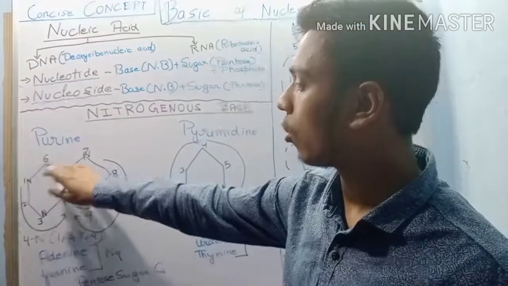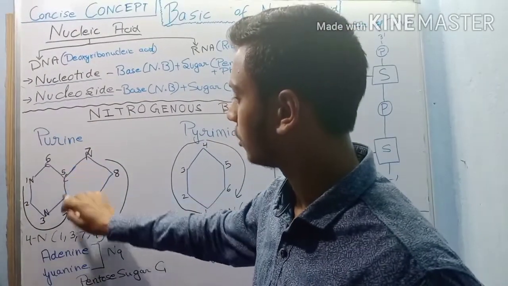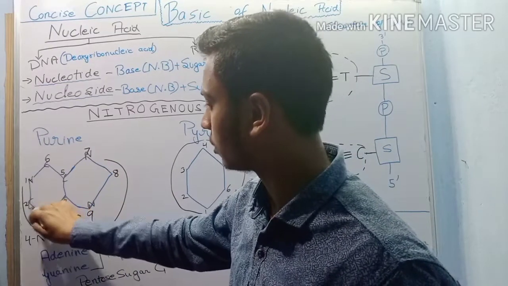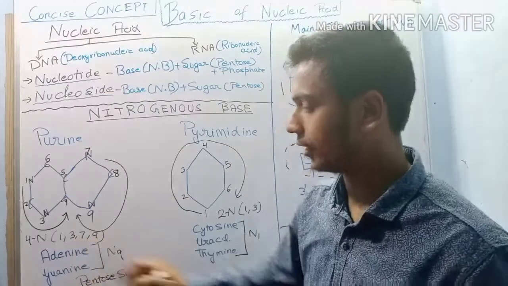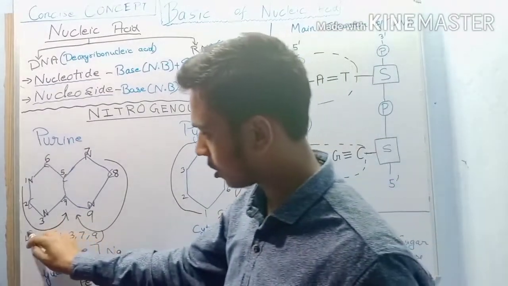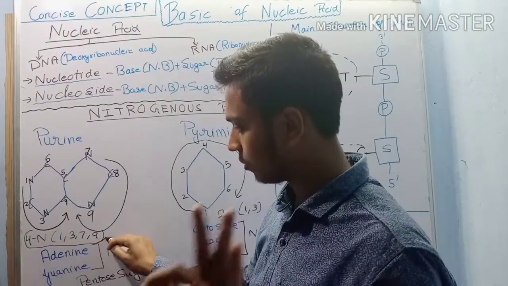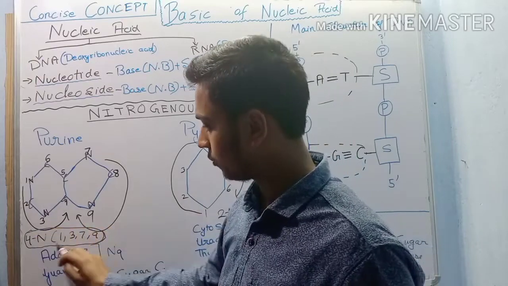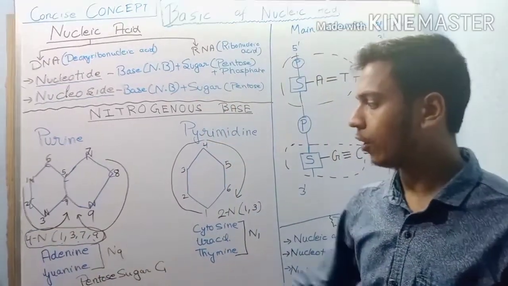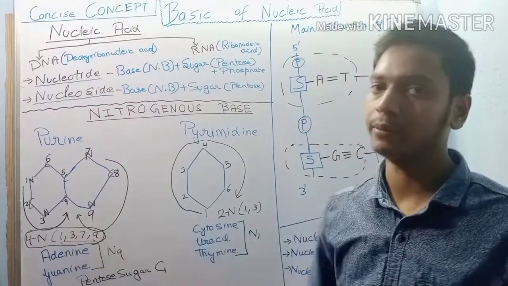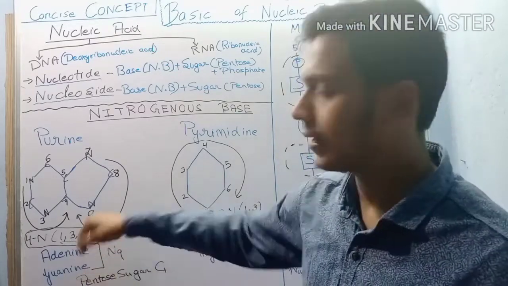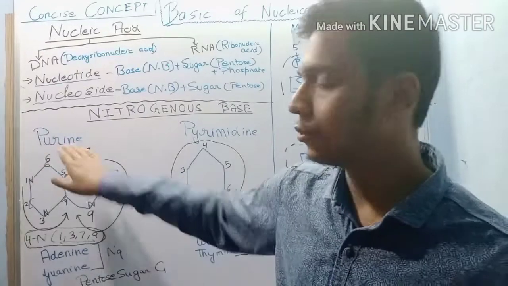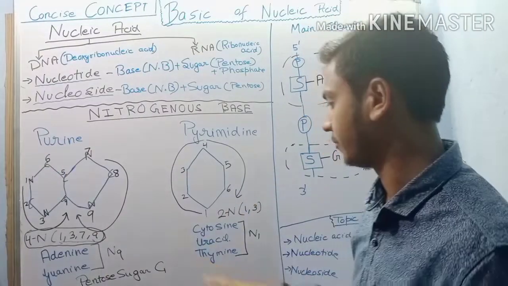And other than that, everywhere carbon is present. Only at 1, 3, 7, 9 you have to remember nitrogen. 4 nitrogen is present, and where, 1, 3, 7, 9, that's it. And you can see, all are prime numbers, 1, 3, 7, 9. So it is very easy to remember that 4 nitrogen is present in purine at 1, 3, 7, 9, that's it.